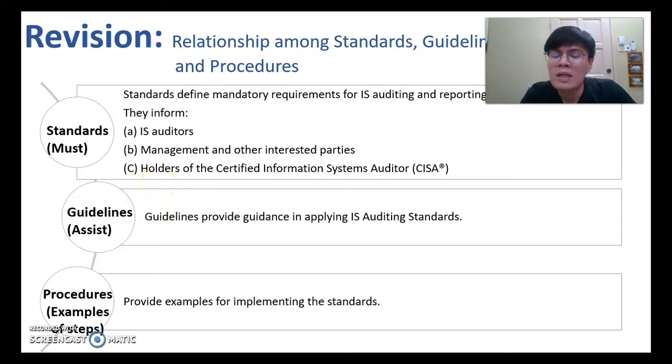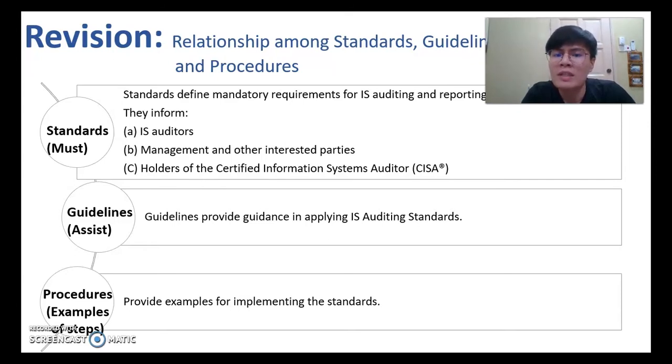Okay, guidelines. What are guidelines? Guidelines provide assistance on how to implement the standards. Guidelines provide guidance in applying IS auditing standards. The IS auditor should consider them in determining how to achieve implementation of the standards, use professional judgment in their application, and be prepared to justify any departure.